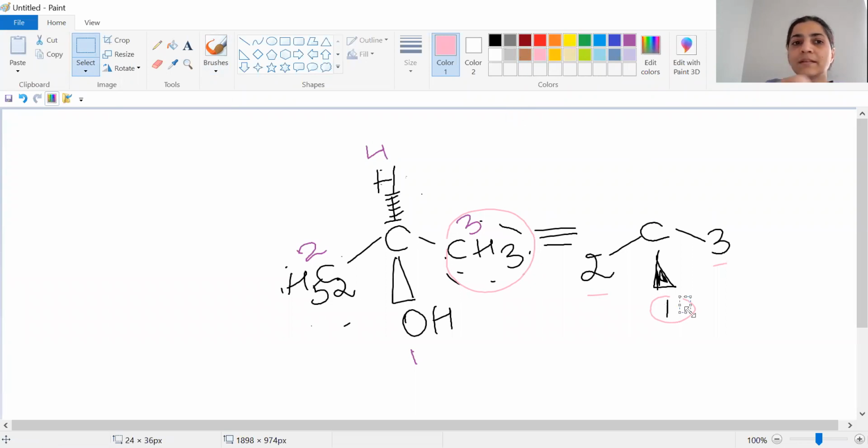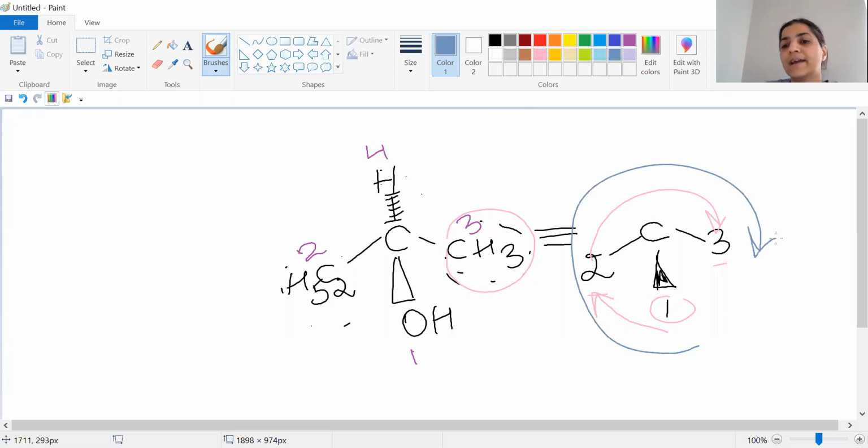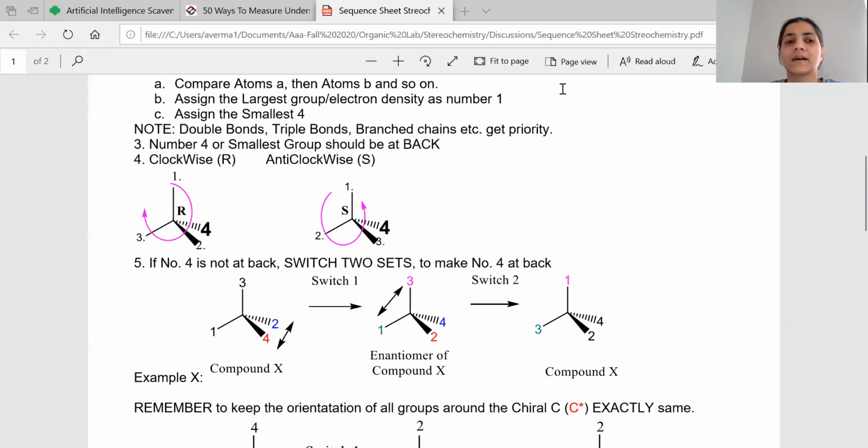So this is number 1, and I'm going to now start from here to number 2, from number 2 to number 3. And what is the rotation that I am observing? Is this clockwise or is this anti-clockwise? Clockwise, and hence this carbon is labeled with the R configuration. So remembering this, we assign R or S.